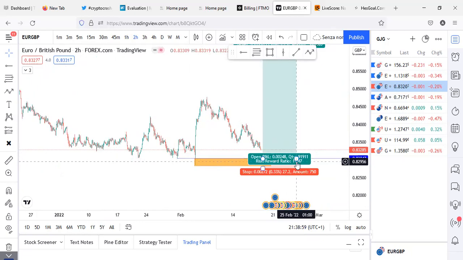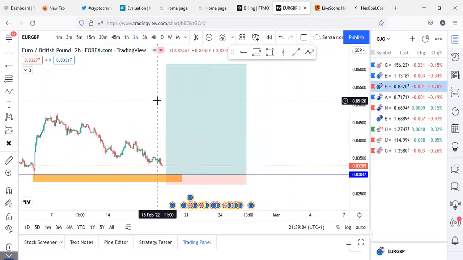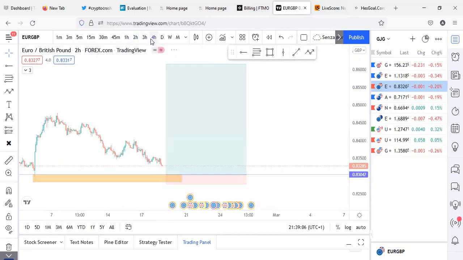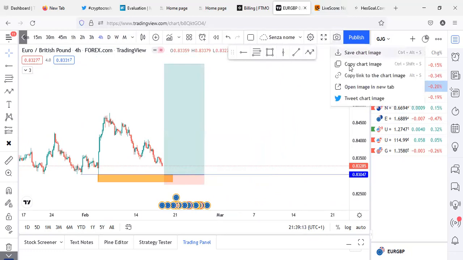This is probably the trade for Euro GPP. Let me do so. Yeah, so let me compare. Yeah, that is nothing special.